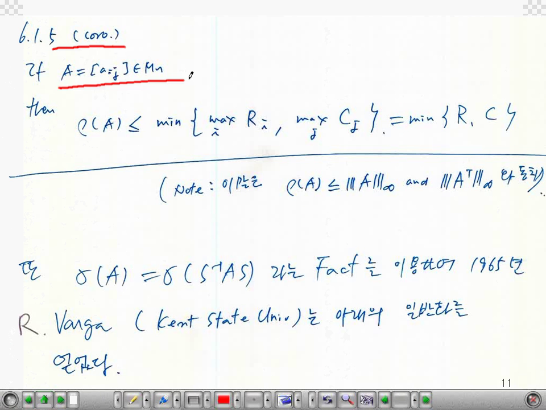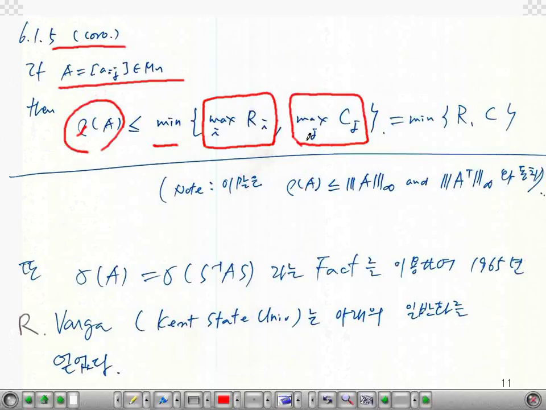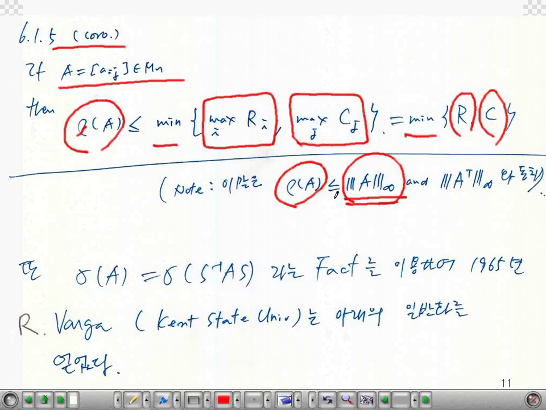Here is another corollary. The spectral radius, the absolute value of the largest eigenvalue of A, is at most the maximum of this and the maximum of this, which is the minimum of these, in the R and C notation that we defined. This is because the spectral radius of A is smaller than any norm. For the infinity norm, it is smaller than that, and for A transpose, the matrix infinity norm is smaller than or equal to this and this.